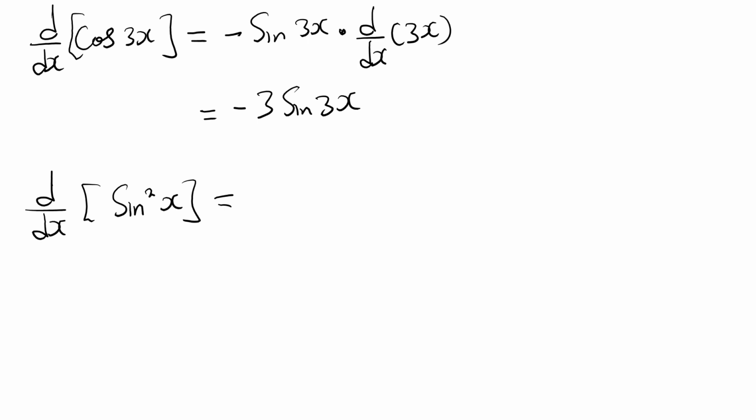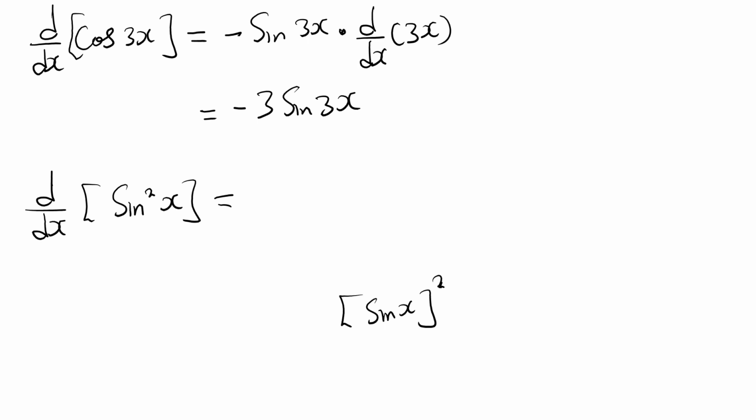Here, sine squared x is still the same as sine x all squared. This still means the same thing. So we are going to apply the chain rule. On the chain rule, you start by differentiating what we have outside, and then you keep your inside the way it is. And then after that, you multiply with the derivative of what is inside. So let's apply it here.